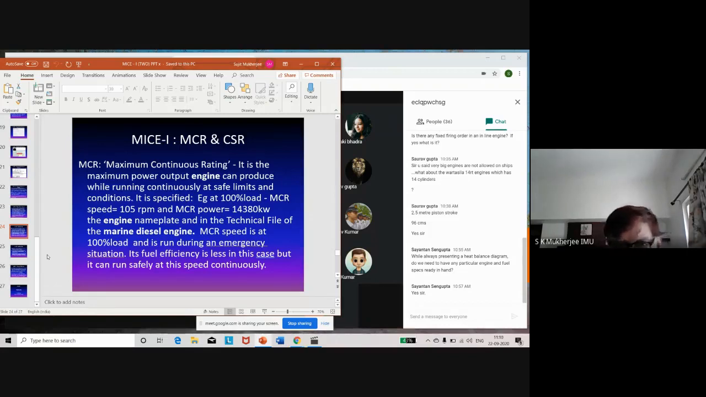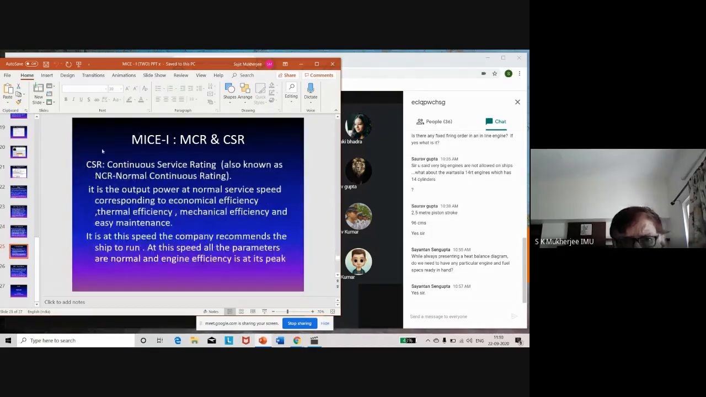So you want the engine to run in good health conditions. At the same time, the fuel expenditure should also be lesser for the ship owner. That speed is called continuous service rating. It is also called normal continuous rating. This is the speed that can be considered the best speed for the engine and ship to run at. The engine remains in good health and the fuel consumption is at the optimum level. Not too low, not too high, but satisfactory.